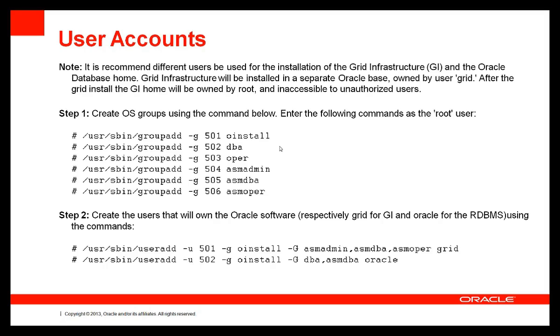We will then create the users that own the Oracle software, respectively grid for Grid Infrastructure and oracle for the database. To do this, we'll use the useradd command, which is located in /usr/sbin, -u user ID, -g the primary group, which is going to be oinstall. This is required, and -G the secondary groups. For the grid user, the secondary groups are going to be asmadmin, asmdba, asmoper. For the Oracle database software owner, the secondary groups will be dba and asmdba.